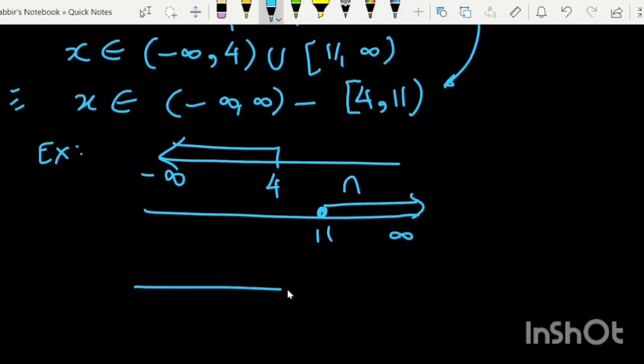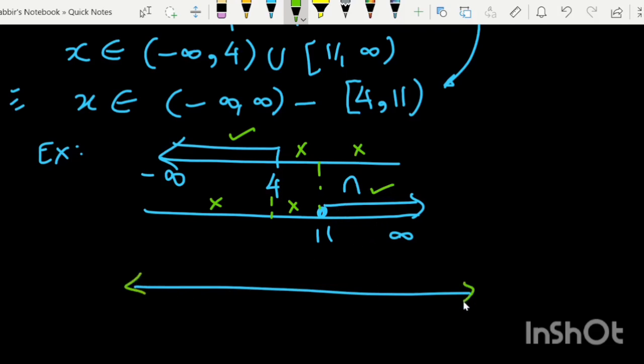Now as you can see here, if you draw perpendiculars at 4 and 11, there won't be any common solution. There is a solution here, but there isn't here. Nothing here as well as here. Here there is nothing, here there is. So in the intersection we won't get anything. So we won't get anything means what? This is the answer. There is no solution to this. No solution.